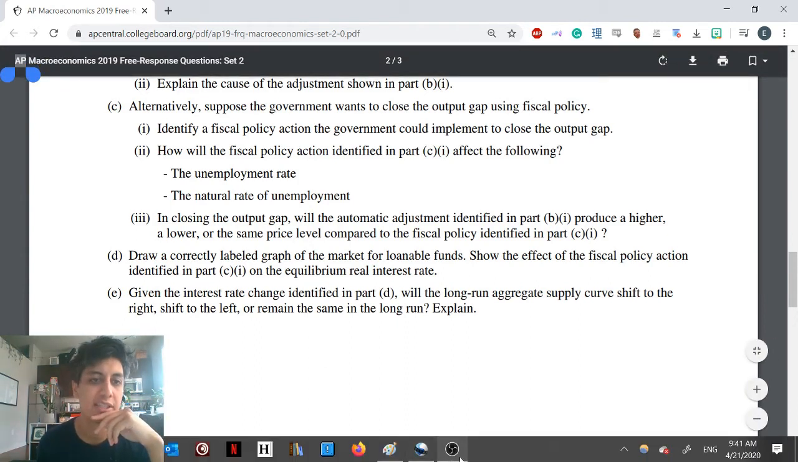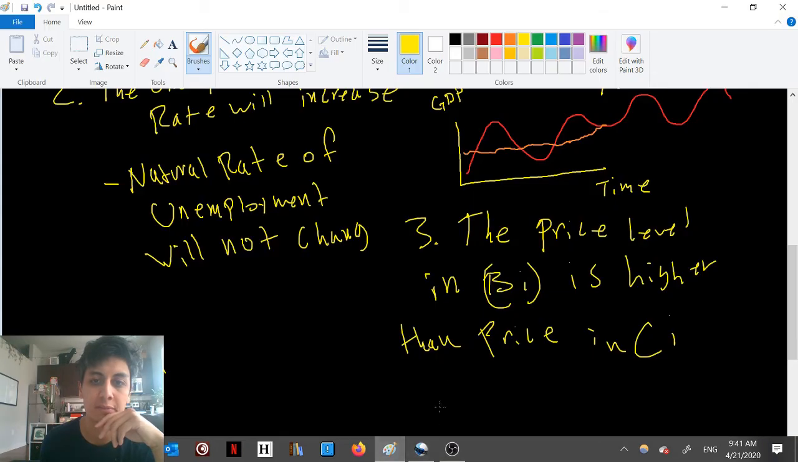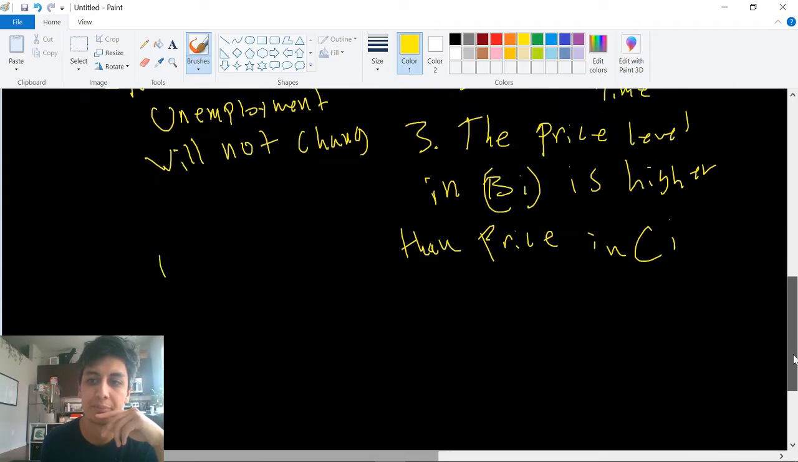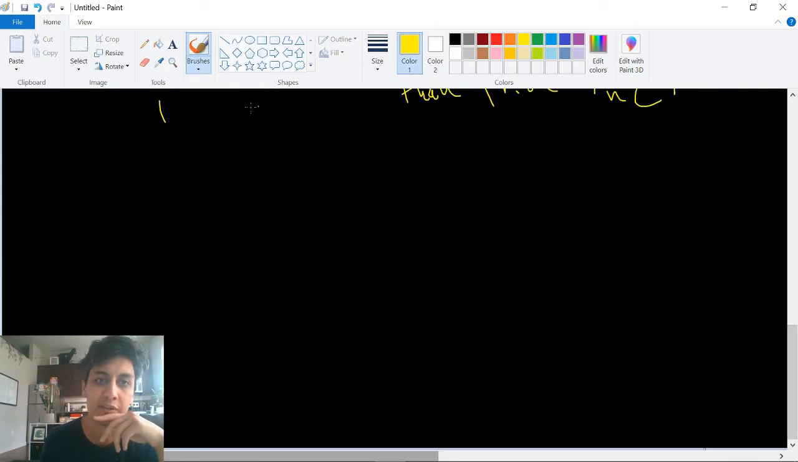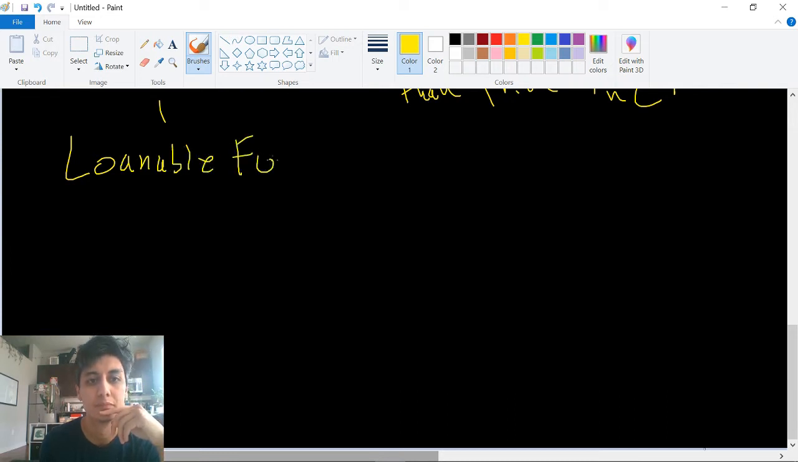Alrighty, so we're drawing a different graph, and we're gonna have to use this information. Yes, I do have enough room to do this down here. So let's do this as loanable funds. Let's draw this graph right quick.